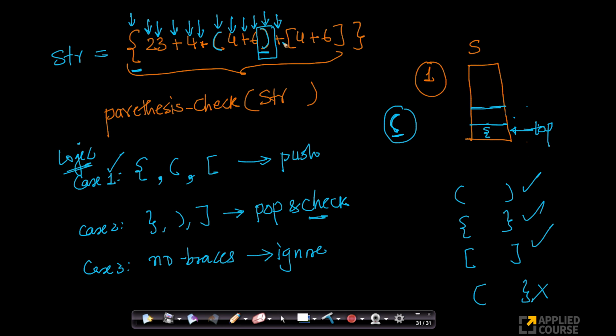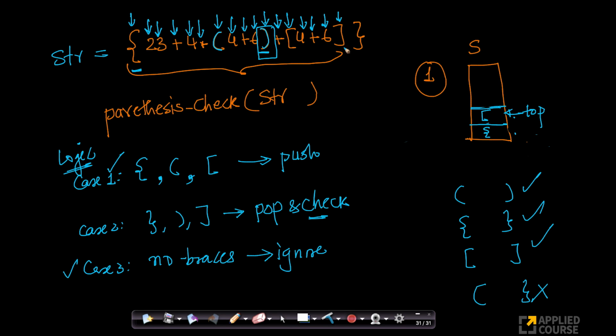Next, you have a plus, just ignore. Case 3, ignore. Next, you have an open rectangular brace. What happens whenever you have this? You push. So I push the rectangular brace. This is already taken care of, and my top now changes to this, because I've pushed. Now I have 4. It's not a brace, so ignore. This is not a brace, ignore. This is not a brace, ignore.